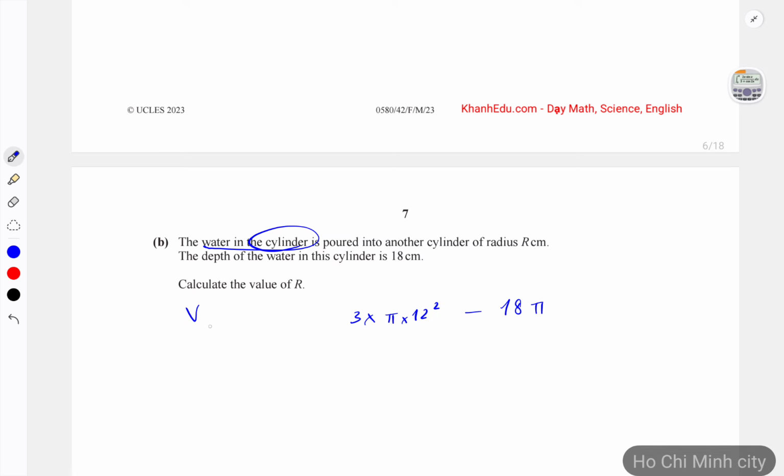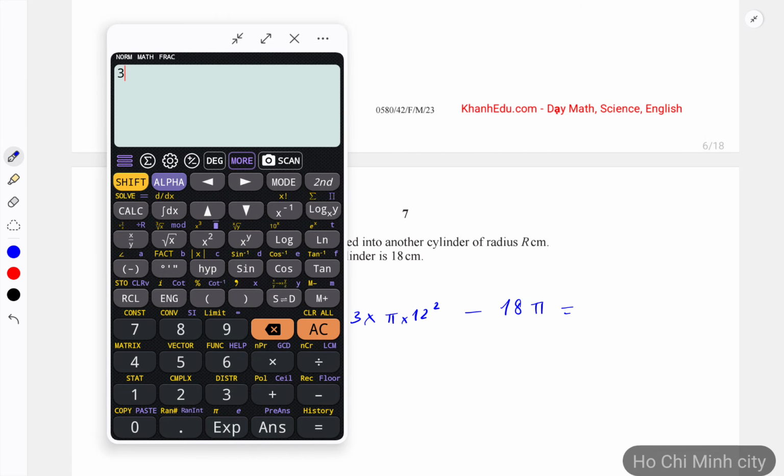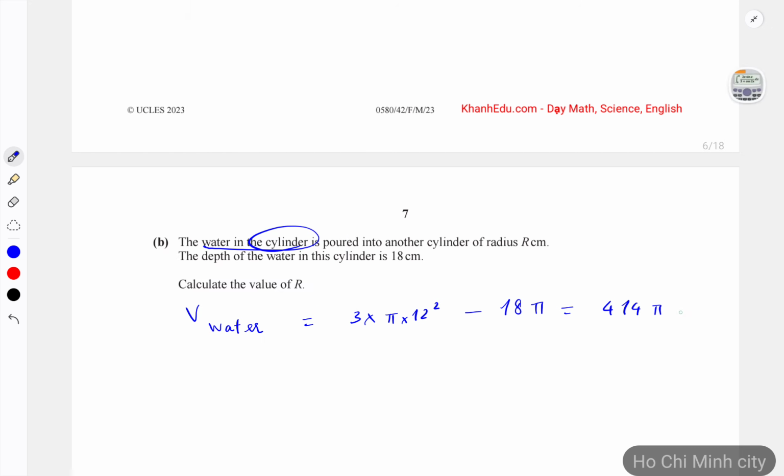So this is the volume of the water. The volume of water is this one. And this can be simplified to become 414 pi. This one is cubic centimeters. All right.